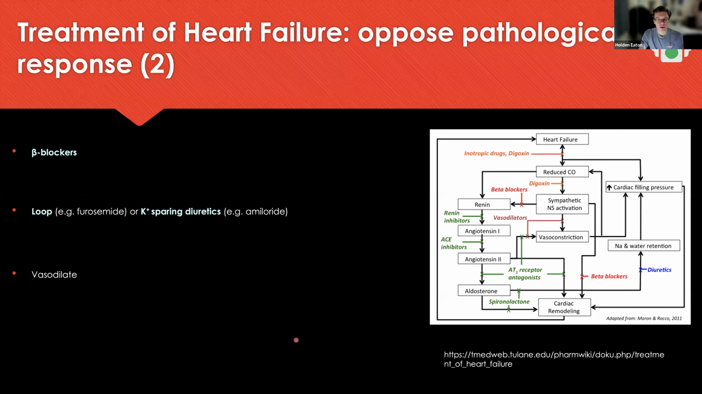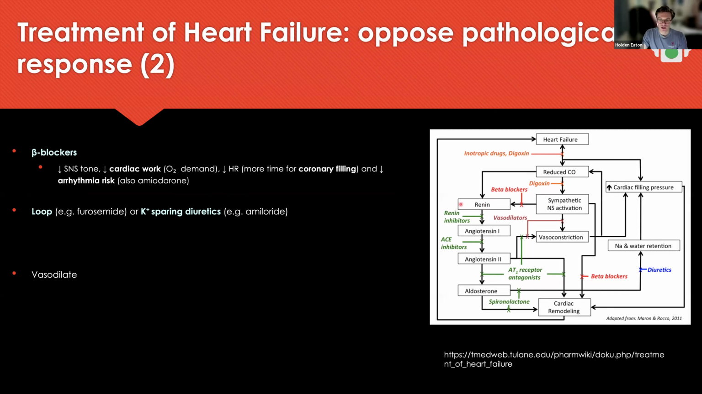So continuing on, we have beta blockers. You see how those might help, blocking renin secretion, also reducing the work of the heart, stopping it contracting so hard and so much, whilst you address other aspects of your heart failure pathophysiology.